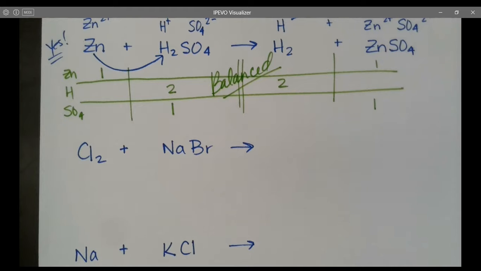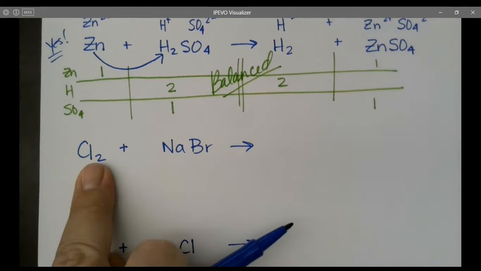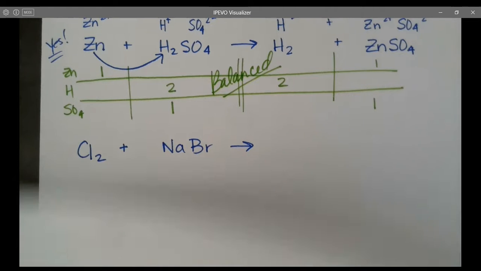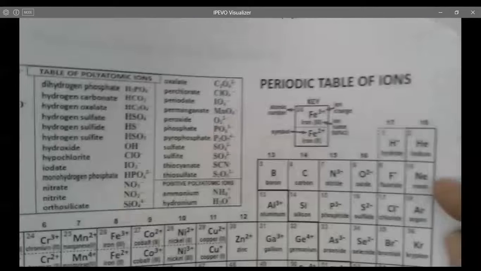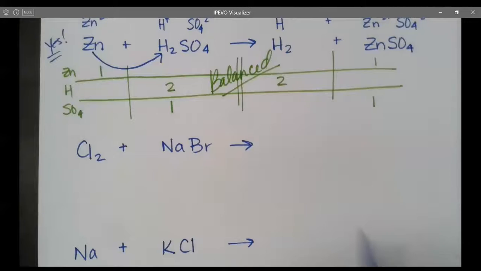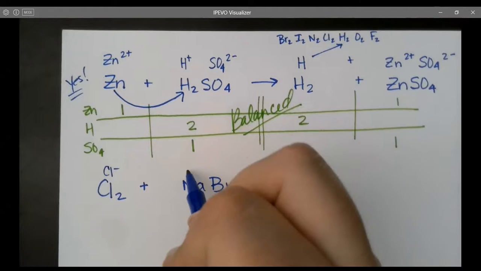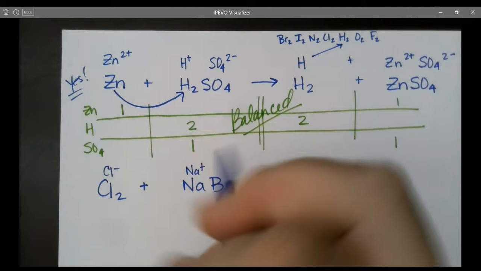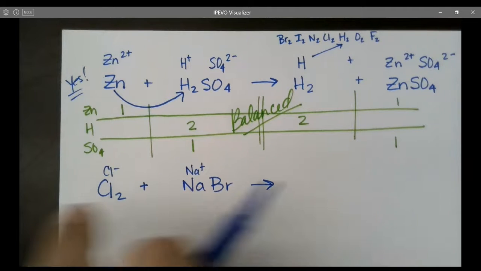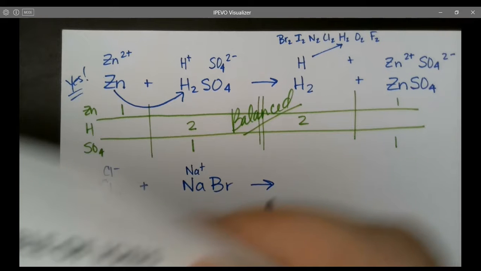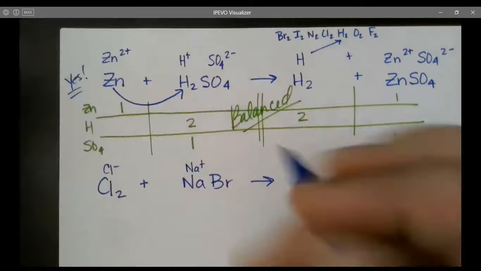And in this case, we now have chlorine. So chlorine, Cl2, I'm going to go look it up. So again, I come into a new problem. My very first thing is to get out my periodic table of ions and look it up. Chlorine is a -1, so that's Cl minus. Na is a +1, that's Na plus. Br is another halogen right over here, Br minus.